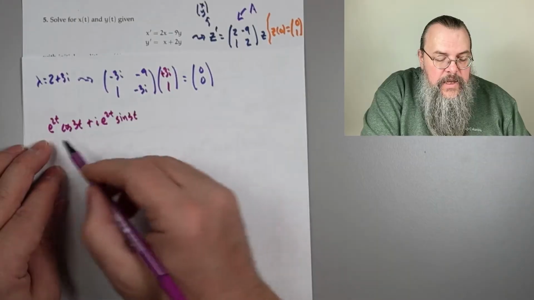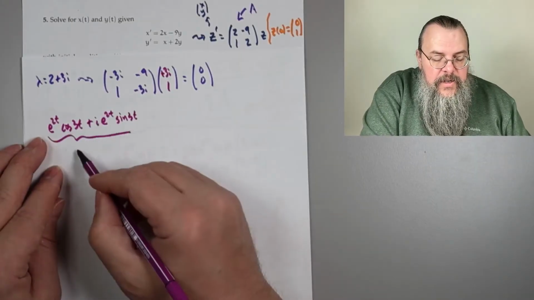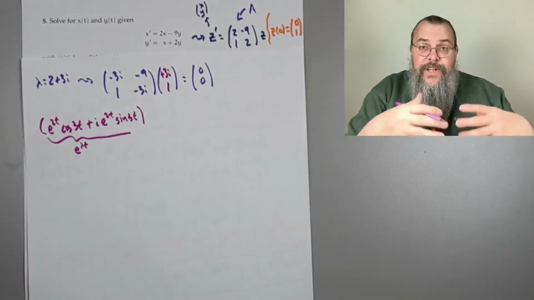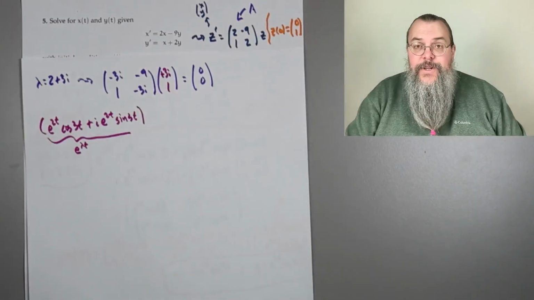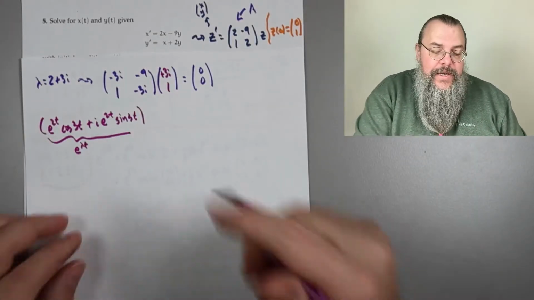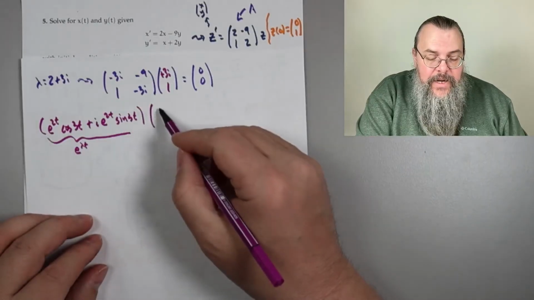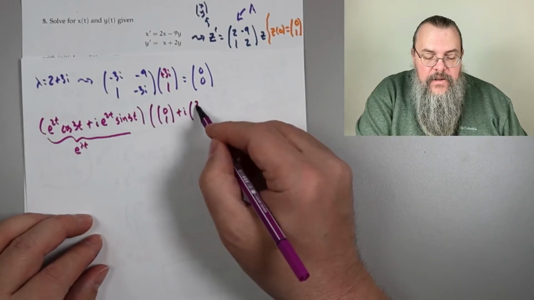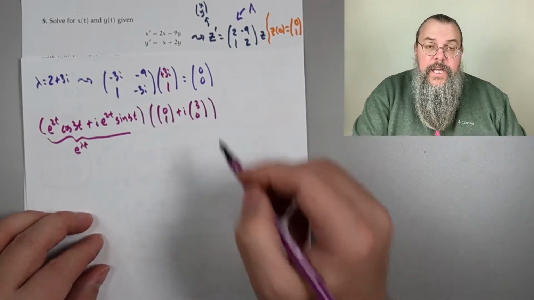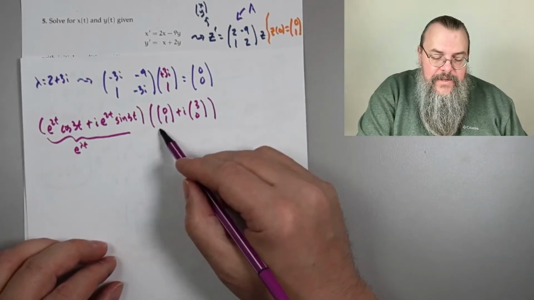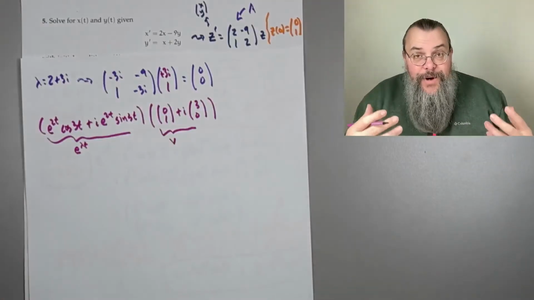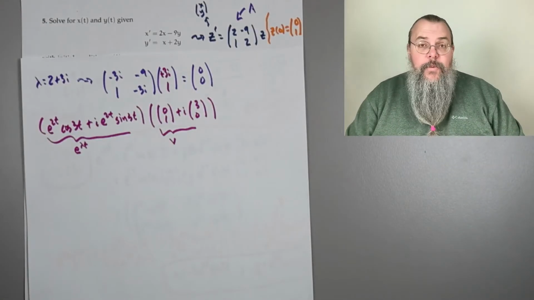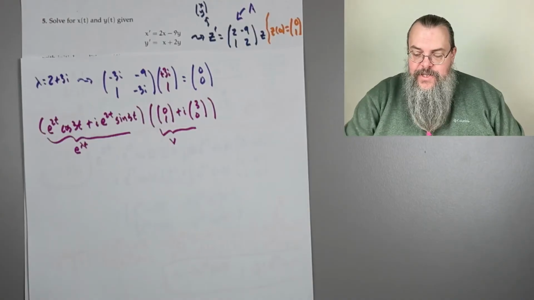And this part right here is e to the lambda t, just pulled out where you separate the real and the imaginary. We're going to multiply that by our vector (0, 1) plus i (3, 0), where again, this is our eigenvector, we've just pulled it apart, real and imaginary. And we're going to carry out our multiplication.